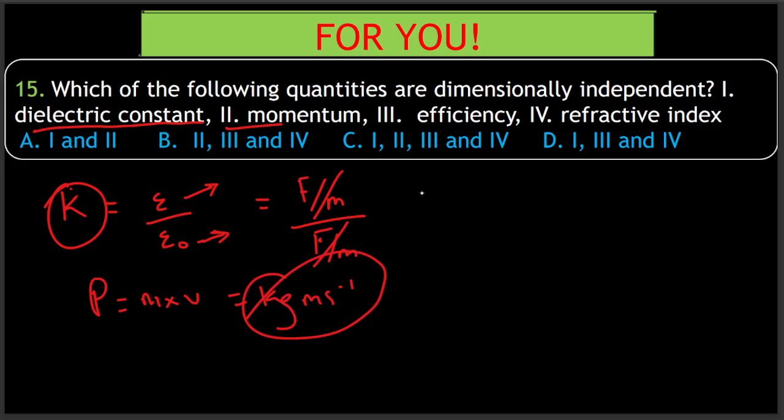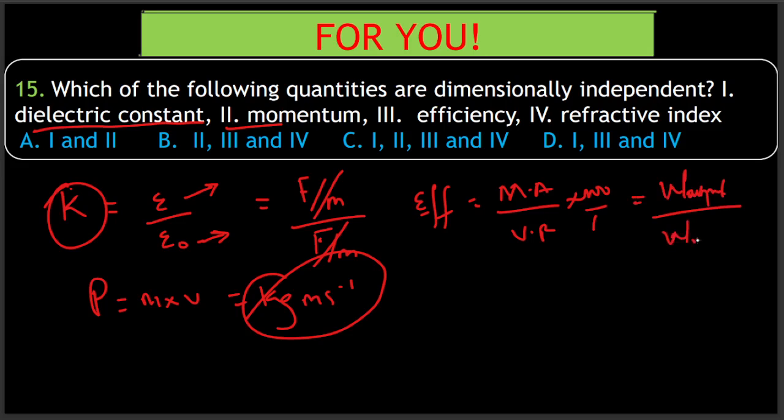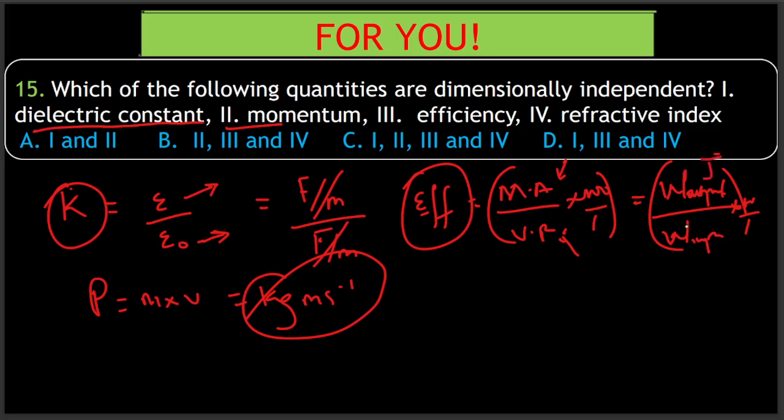What about efficiency? Efficiency is mechanical advantage over velocity ratio times 100 over 1, or work output over work input times 100 over 1. So whether you're referring to this or this, efficiency has no unit. Mechanical advantage has no unit, velocity ratio has no unit. That means efficiency does not have any unit, hence dimensionally independent. If you are considering work, work output is joule, work input is also joule, so joule will cancel joule.